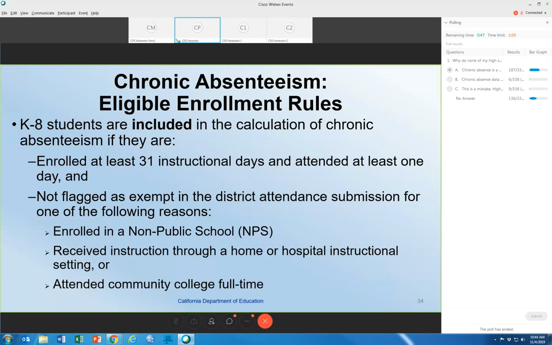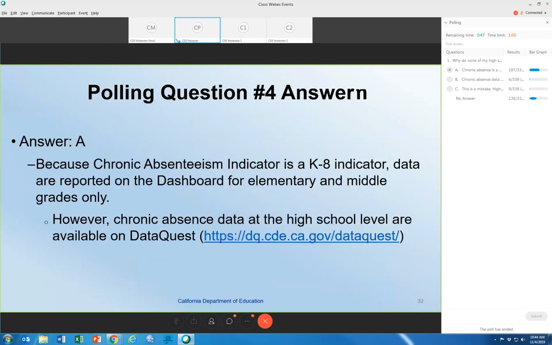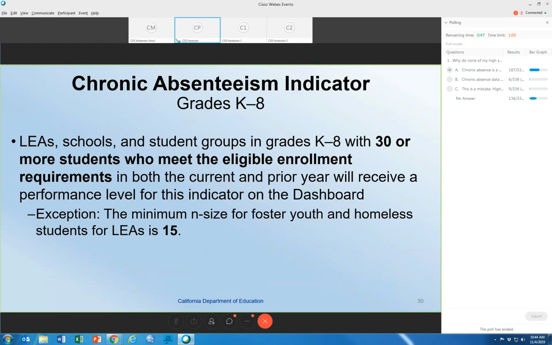And then if we can go to slide 30, someone wants us to cover the second part of that slide, so the minimum N size for LEAs. Okay, so in general, we say that a student group, a school, a district needs at least 30 in each year in order to receive a color. And while that is true for most of our student groups and schools and districts, there is a special rule that we have just for the LEA level for foster and homeless students, where they only need to have 15 in each year in order to receive a color.